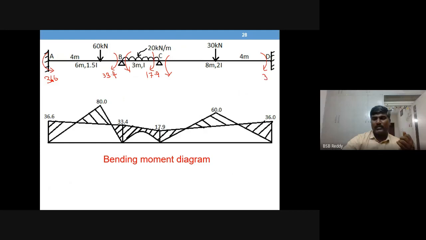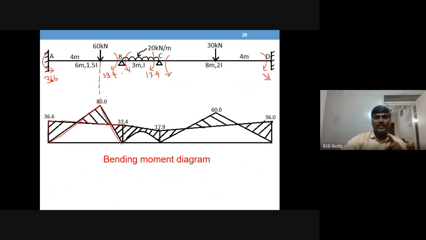So take AB: 36.6 negative moment, 33.4 negative moment, means hogging. Just join those two end moments. This is the end moment diagram. Then the span moment diagram as usual. Take a simply supported beam, calculate PAB by L. You will get bending moment under the point load is maximum. Draw a triangle, because for a simply supported beam with point load the bending moment diagram is a triangle.